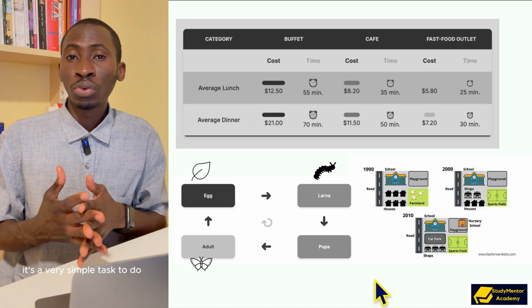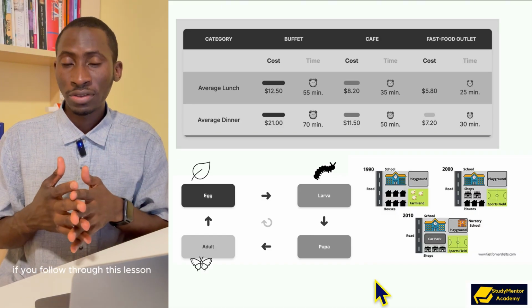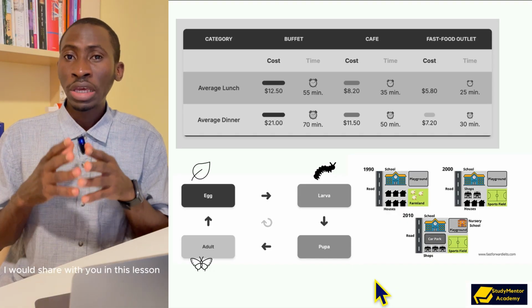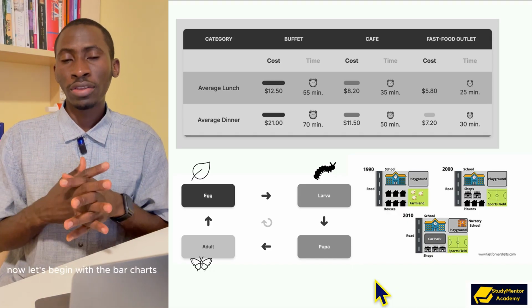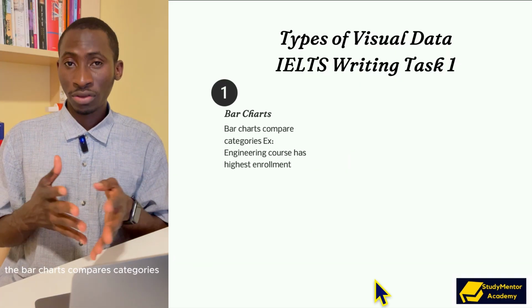It's a very simple task to do if you follow through this lesson and you learn through the information I would share with you in this lesson. Now let's begin with the bar chart. The bar chart compares categories.